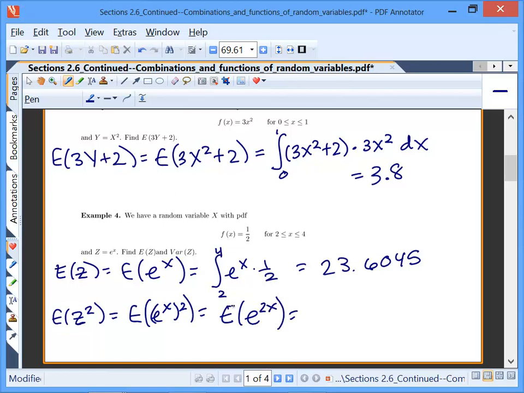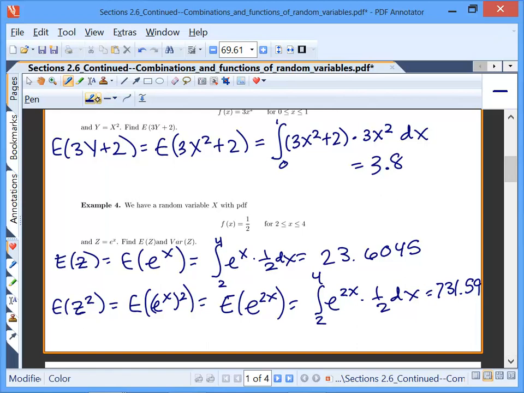Okay, so now I just want to find the expected value of e to the 2x, so all I have to do is integrate e to the 2x times the PDF. Notice again, absolutely nothing is changing here. I still follow the exact same rules no matter how complicated my expression looks. So I get 731.59. And what is my formula to actually find the variance?